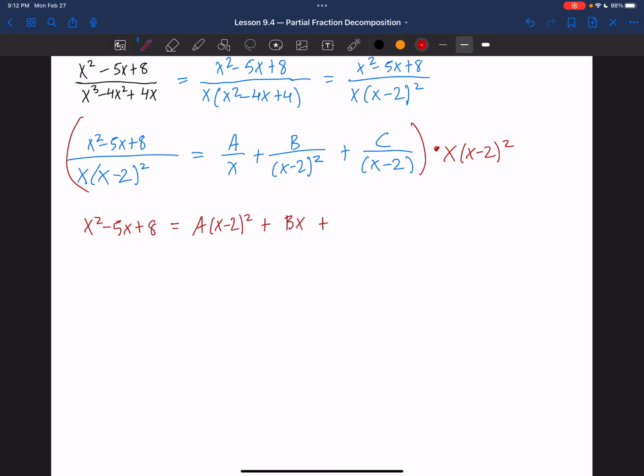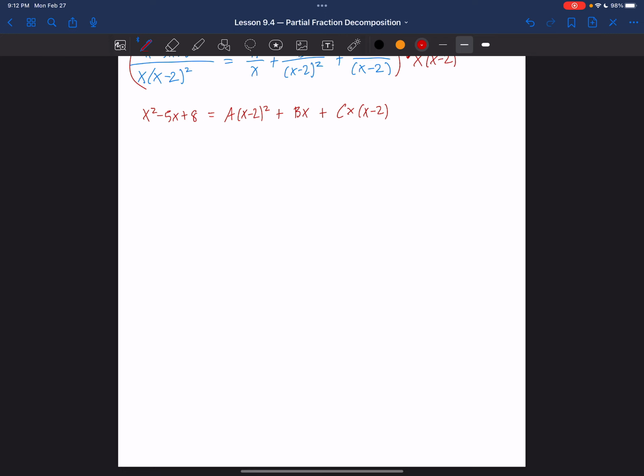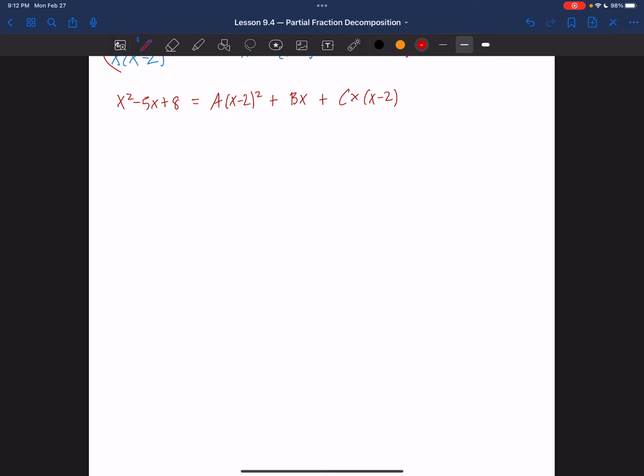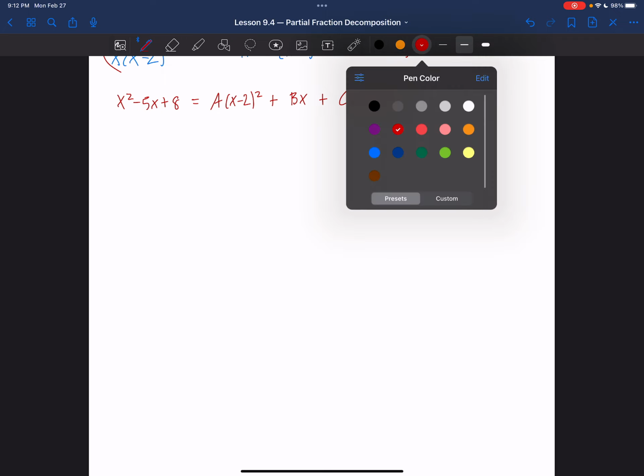plus, and now this one might be the tricky one, C over x minus 2. So this is x times (x minus 2) times (x minus 2). So only one of them cancels. I still have this multiplying to C. So it's Cx times (x minus 2). And now I'm going to use either method. So I'm going to split this up.